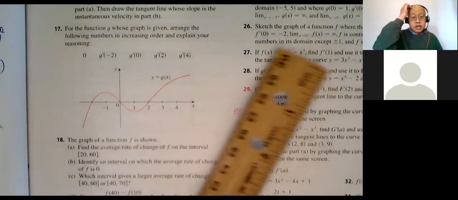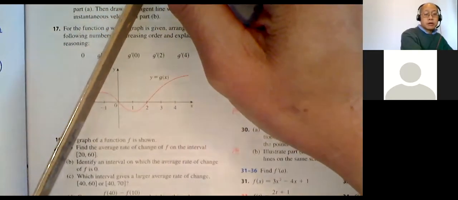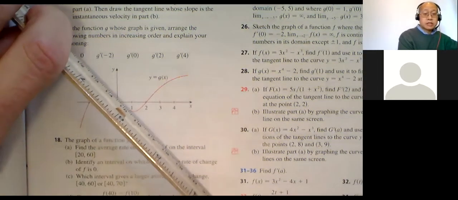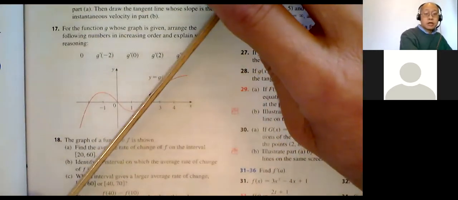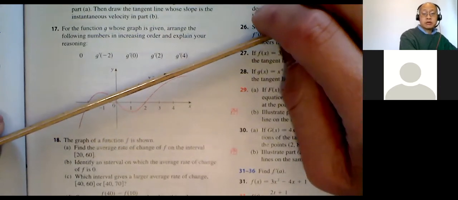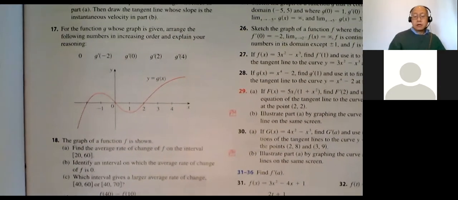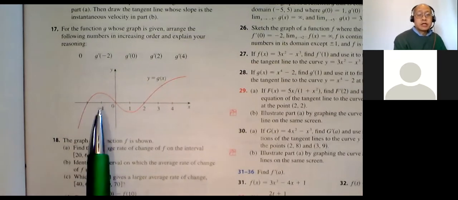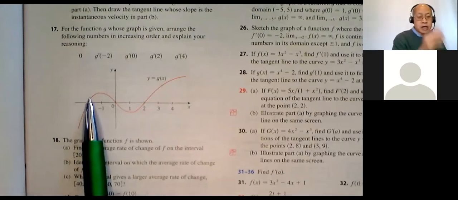So G prime of -2 means what's the slope right here. G prime of 0, you want the slope right there. And G prime of 2, you want the slope right there. And G prime of 4, you want the slope right here, and so on. All right, so let's look. You just have the number 0. G prime of -2, that looks like a fairly steep positive number.